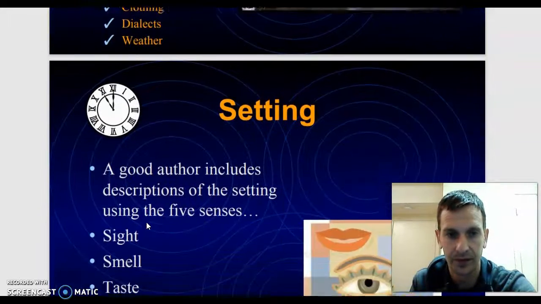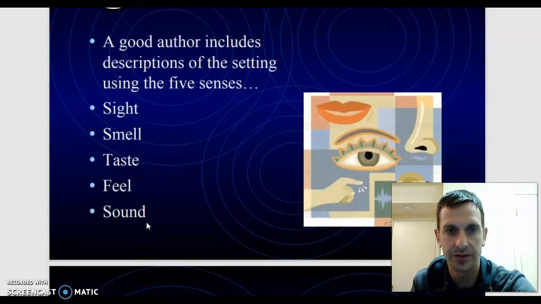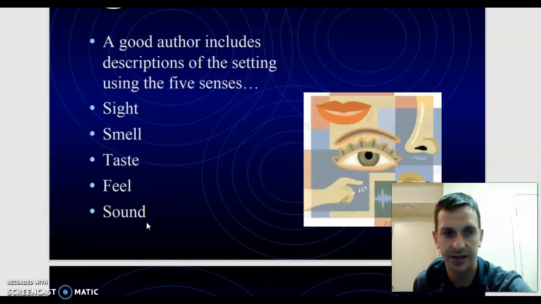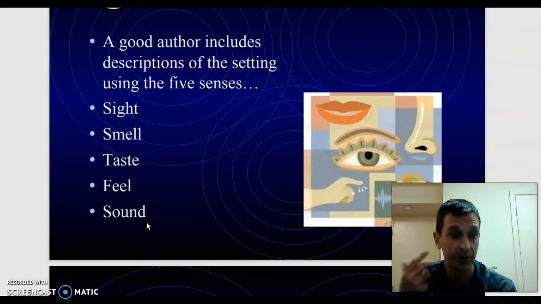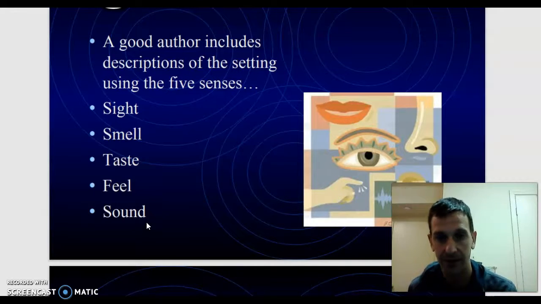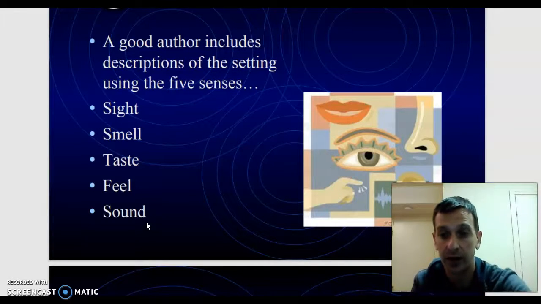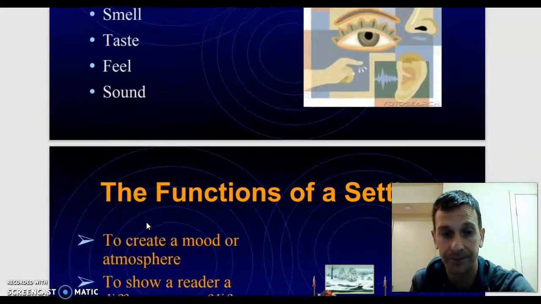So, a good author includes descriptions of the setting in the sentences. So, what do you see, what do you smell? Are you in nature? Are you outside in the woods? You smell the wood burning. Do you smell the trees? What do you taste? Are you in a restaurant? What's the taste of the food? What's the feel? What's the atmosphere? Anything that tells you where you are.